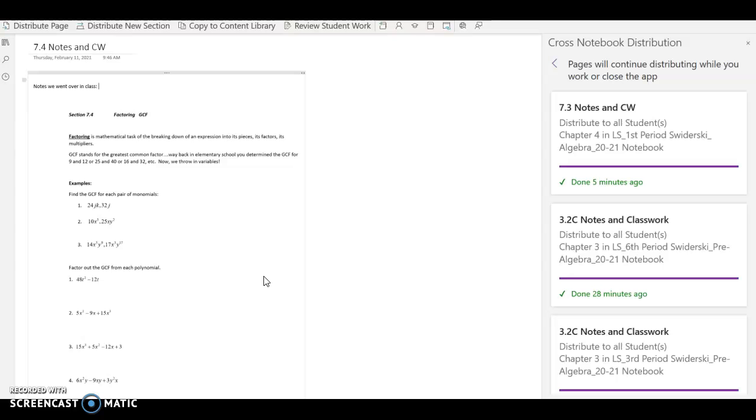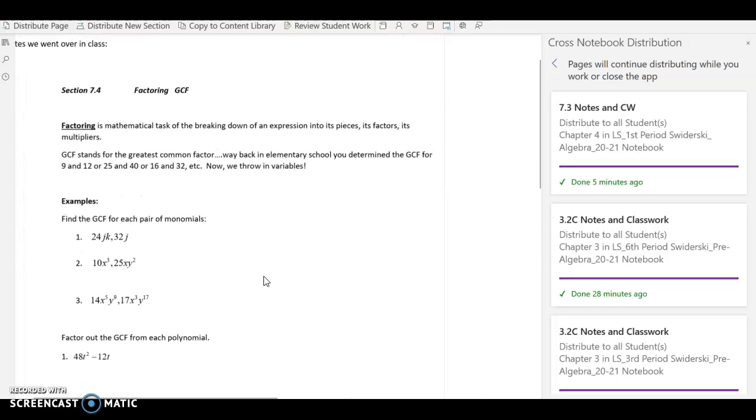So factoring, today we're going to be talking about GCF and factoring. Factoring is a mathematical task of breaking down an expression into its pieces, its factors, its multipliers. GCF stands for the greatest common factor. Way back in elementary school, you determined the GCF for 9 and 12, or 15 and 40, or 16 and 32, etc. Now we're throwing in some variables at you.